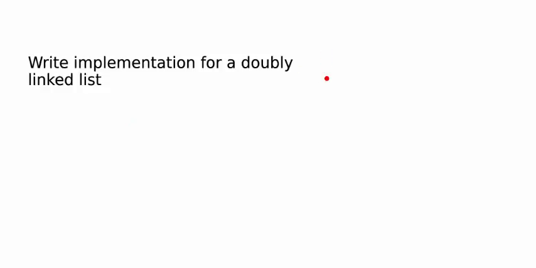So let's write an implementation for a doubly linked list. We can have our struct, we can name it node, and then we have our implementation. We have our int data, a node pointer to the next, and then we have another node pointer, previous. So that is how the implementation is different for our doubly linked list.